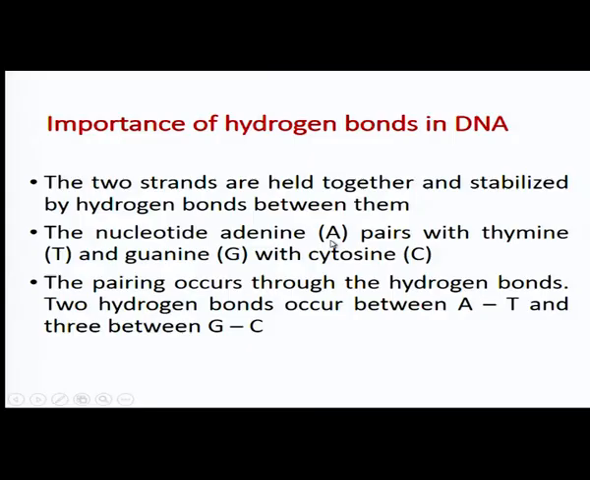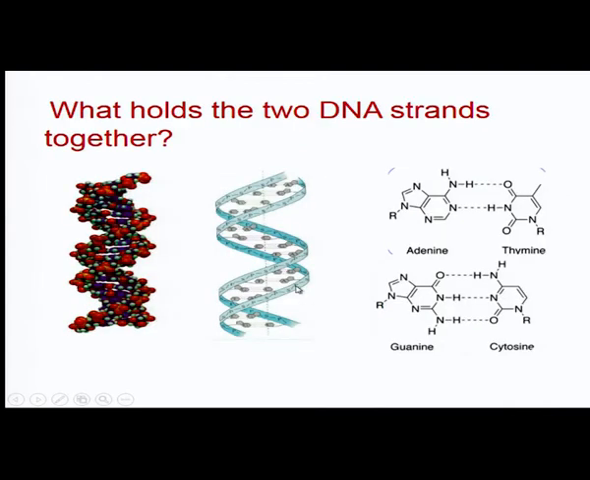Let us see the importance of hydrogen bonds in the DNA. The two strands are held together and stabilized by hydrogen bonds between them. The nucleotide adenine, symbolically represented by A, pairs with thymine T, and guanine G pairs with cytosine C. This we call AT and GC pairs. The pairing occurs through hydrogen bonds. Two hydrogen bonds occur between AT and 3 between GC. So, let us see it in this picture. We can see here clearly two hydrogen bonds in the AT, and in the GC we have 1, 2, 3. So, this is pictorially shown here.